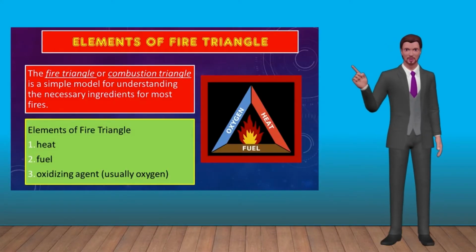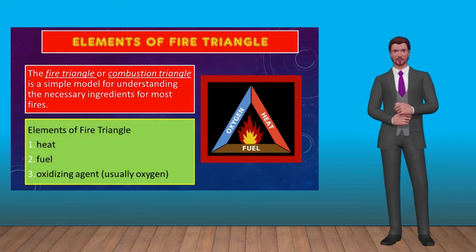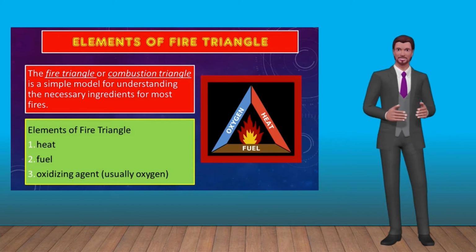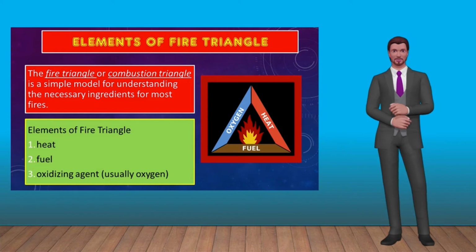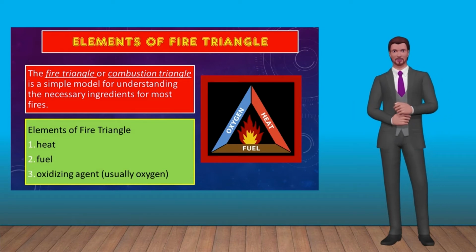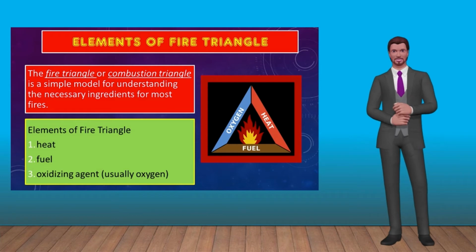Elements of the fire triangle. The fire triangle or combustion triangle is a simple model for understanding the necessary ingredients for most fires. The triangle illustrates the three elements a fire needs to ignite. We have the heat, fuel, and an oxidizing agent, usually oxygen. A fire naturally occurs when the elements are present and combined in the right mixture. A fire can be prevented or extinguished by removing any one of the elements in the fire triangle.